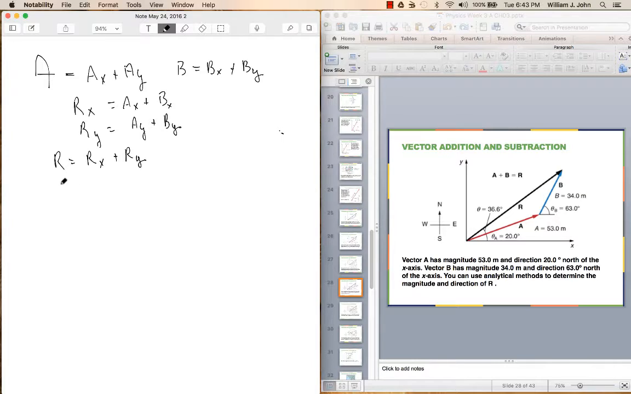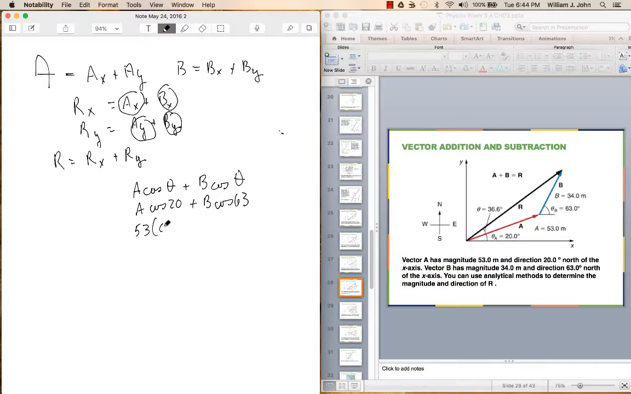So, we can find expressions for all of these using trigonometric identities. We can say that AX is going to be A cosine theta, and BX is going to be B cosine the second theta, or A cosine 20 degrees and B cosine 63 degrees. Okay, so using that, we can put in the values for each of these.